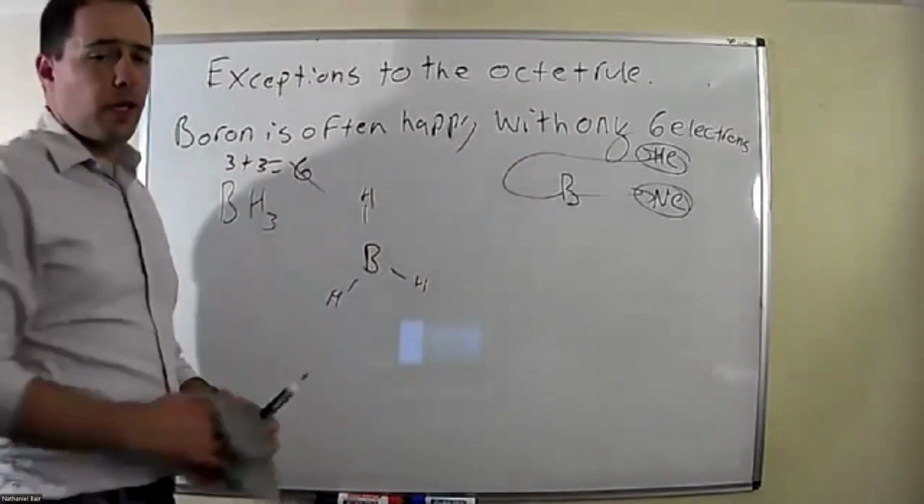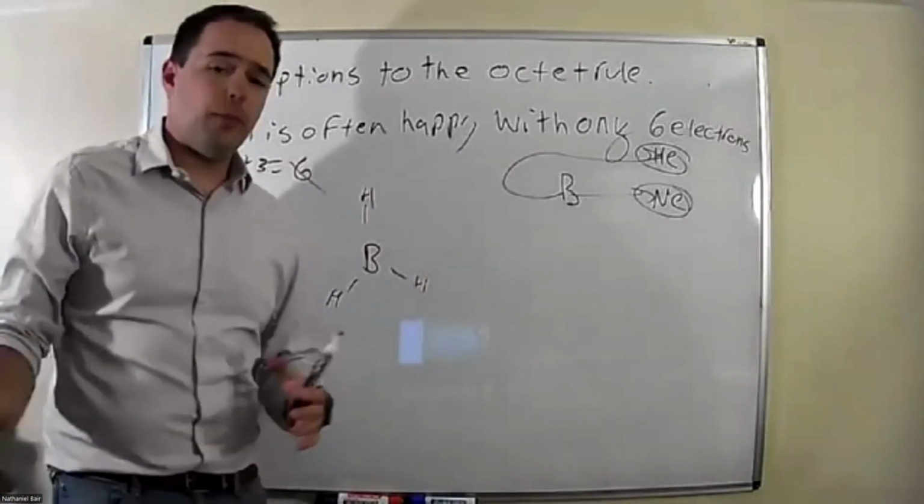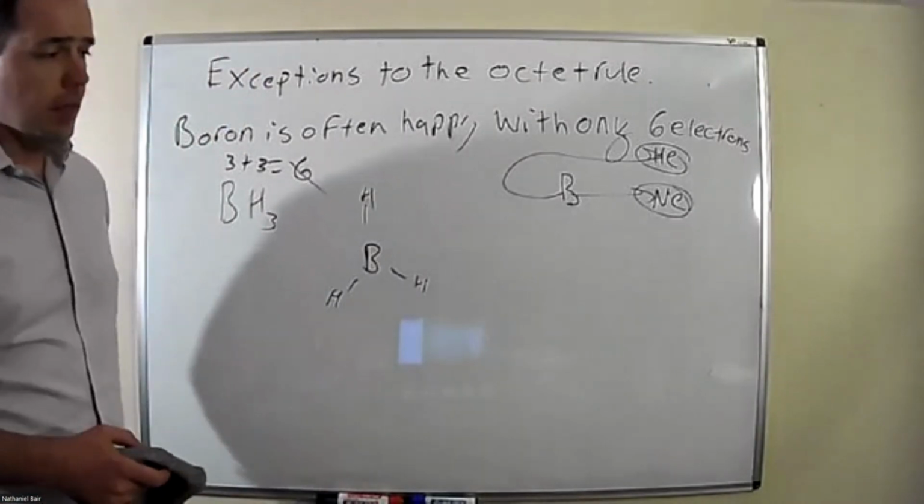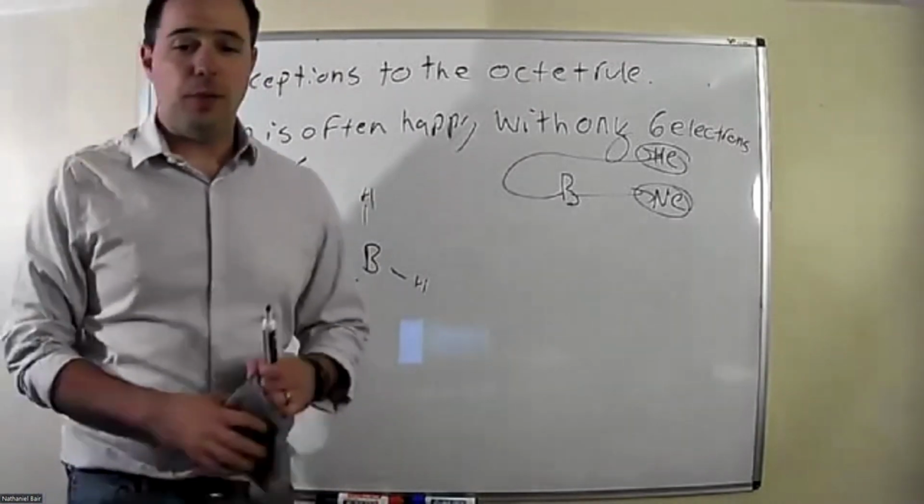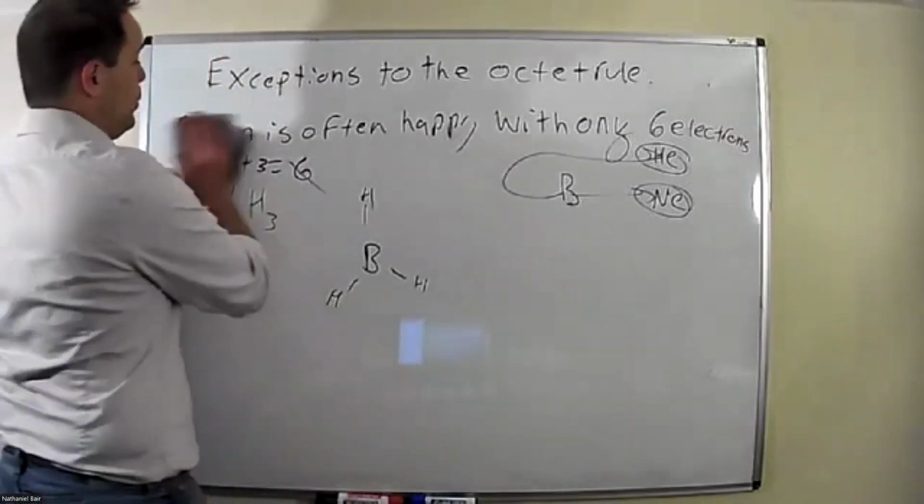So boron is the only element other than hydrogen and helium who's happy with less than 8 valence electrons around it. But boy, are there a lot that are happy with more than 8. Oh, boy.